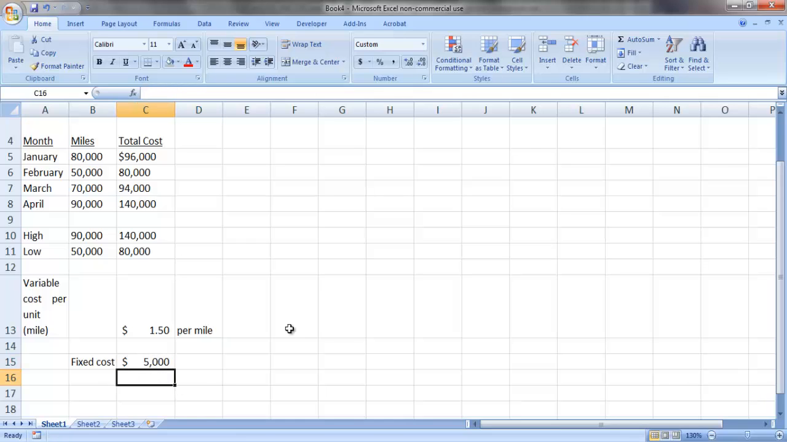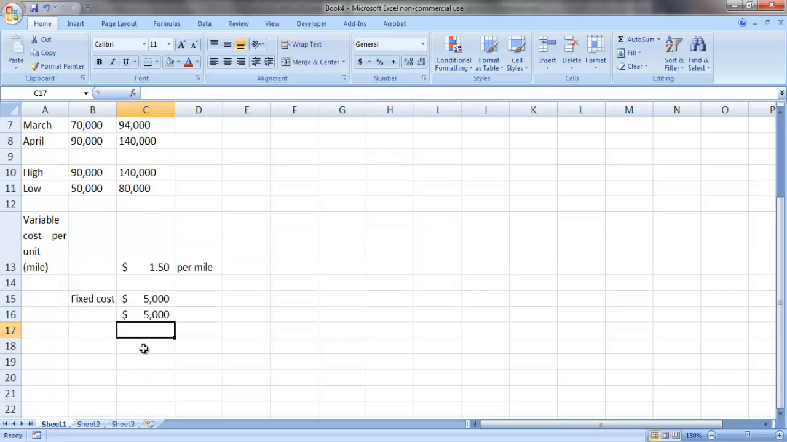Let's plug it into the low point real quick just to show that you'll get the same answer either way. So again, it's the total cost at that point minus the portion that's variable. So $1.50 per mile times the 50,000 miles at the low point is our same $5,000.